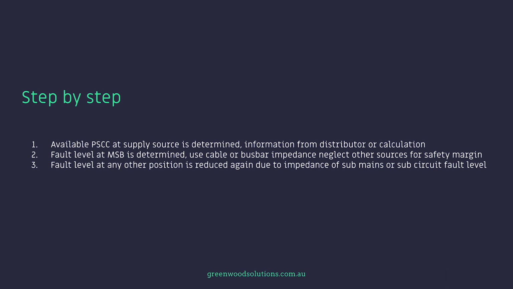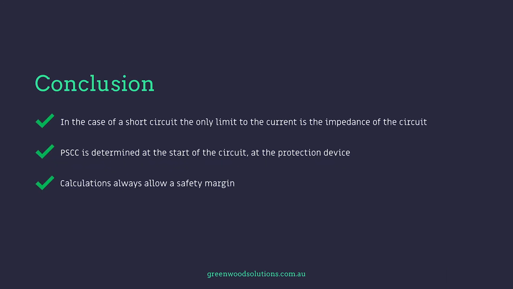1. Available PSCC at the supply source is determined from information from a distributor or a calculation. 2. The fault level at the MSB is determined by using the cable or bus bar impedance and neglecting other sources for a safety margin. 3. Fault level at any other position is reduced again due to the impedance of the sub-mains or the sub-circuit fault level. Conclusion. In the case of a short circuit, the only limit to the current is the impedance of the circuit. The PSCC is determined at the start of the circuit at the protection device. All calculations allow a safety margin.